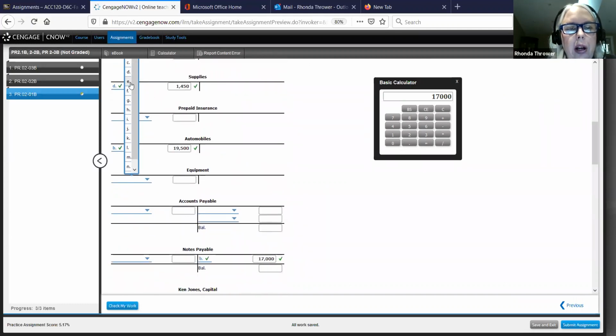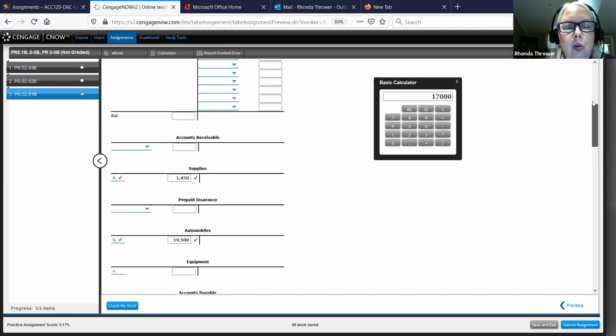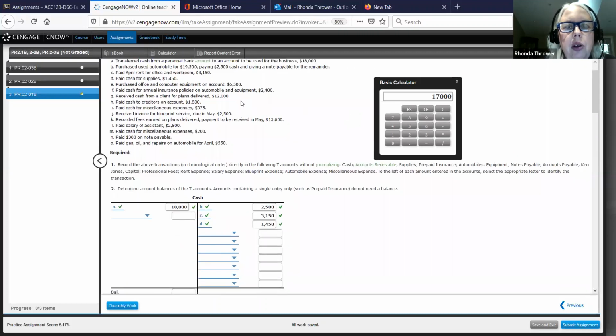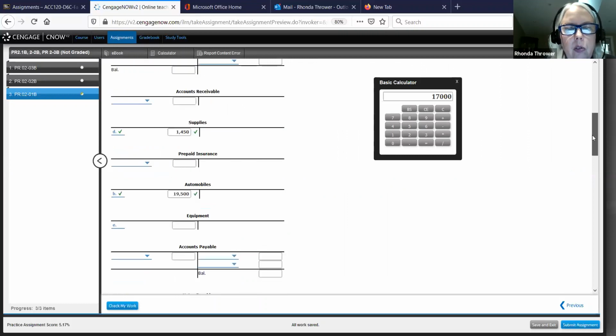So I'm going to choose transaction E. I'm going to put on the debit side of my asset account equipment the amount that I bought the equipment for. The equipment was purchased for $6,500.